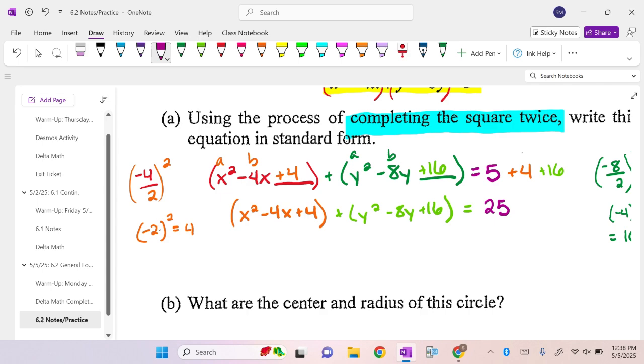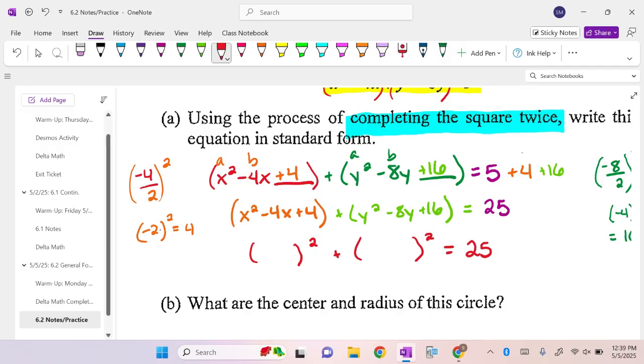Now we're just going to do exactly what we've been doing with completing the square, but we're just going to do it twice. So we're going to do it once for the x's, once for the y's, which is putting it into this form. And it's all going to equal 25.